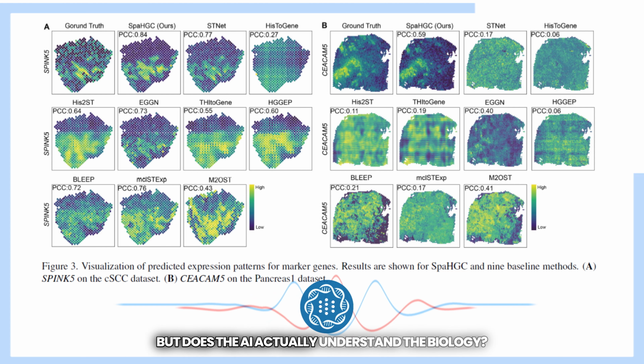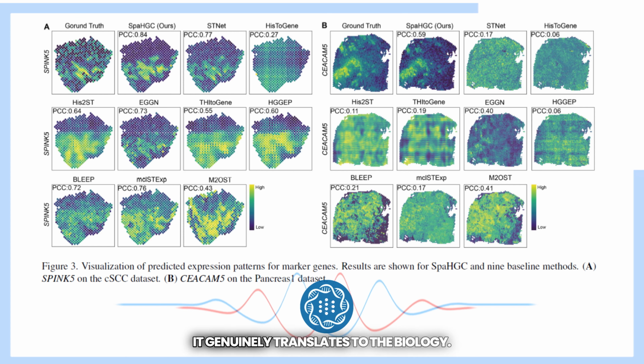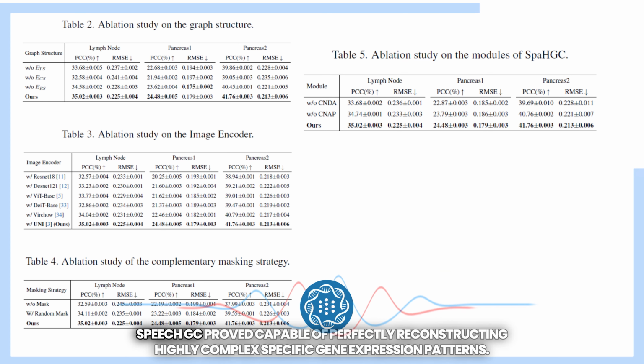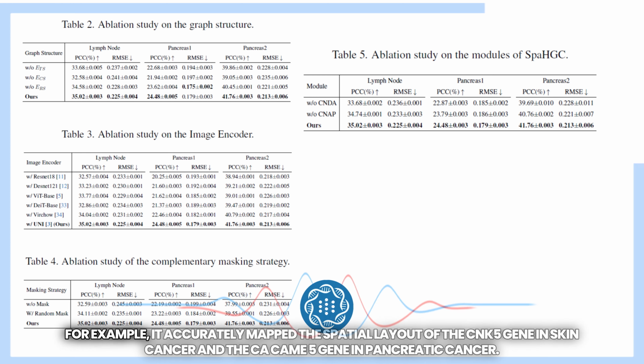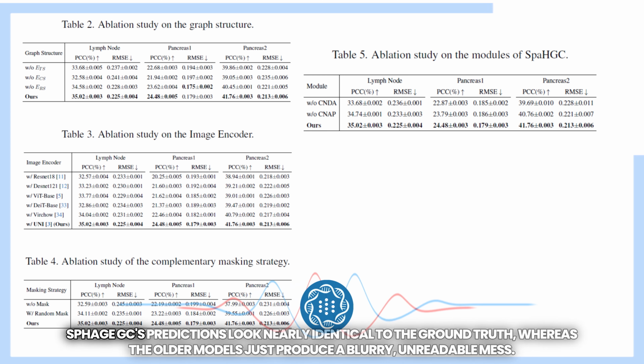But does the AI actually understand the biology, or is it just really good at matching pixel patterns? It genuinely translates to the biology. SpaHGC proved capable of perfectly reconstructing highly complex, specific gene expression patterns. Oh, really? Yeah. For example, it accurately mapped the spatial layout of the CNK5 gene in skin cancer and the C8CAIM5 gene in pancreatic cancer. When you look at the visual heat maps published in the paper, SpaHGC's predictions look nearly identical to the ground truth, whereas the older models just produce a blurry, unreadable mess.